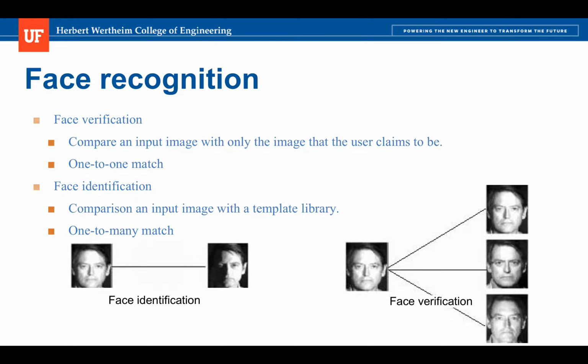Face identification is another thing. It involves a one-to-many comparison of the input image with a template library. For example, in a face identification system, the input image will be compared with all the classes, and then a decision will be made to identify whom the input image belongs to, or if it does not belong to the dataset at all.